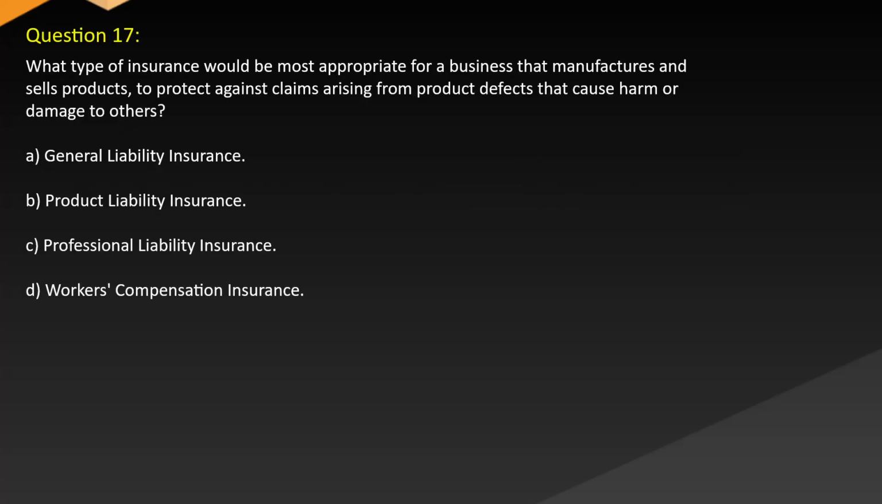Question 17. What type of insurance would be most appropriate for a business that manufactures and sells products to protect against claims arising from product defects that cause harm or damage to others? A. General liability insurance. B. Product liability insurance. C. Professional liability insurance. D. Workers' compensation insurance.